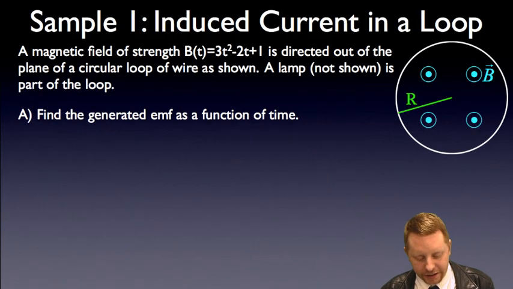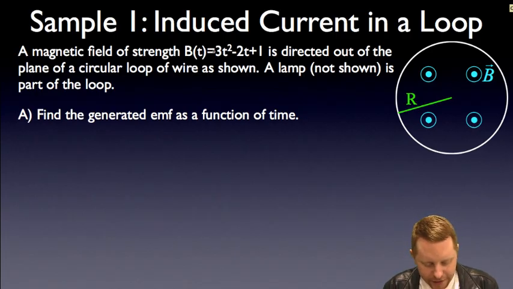All right, let's take a look at a couple samples. A magnetic field of strength B as a function of time is given by 3t squared minus 2t plus 1 and is directed out of the plane of a circular loop of wire as shown. There's a lamp somewhere in the loop, but it's not shown. Find the generated EMF as a function of time.